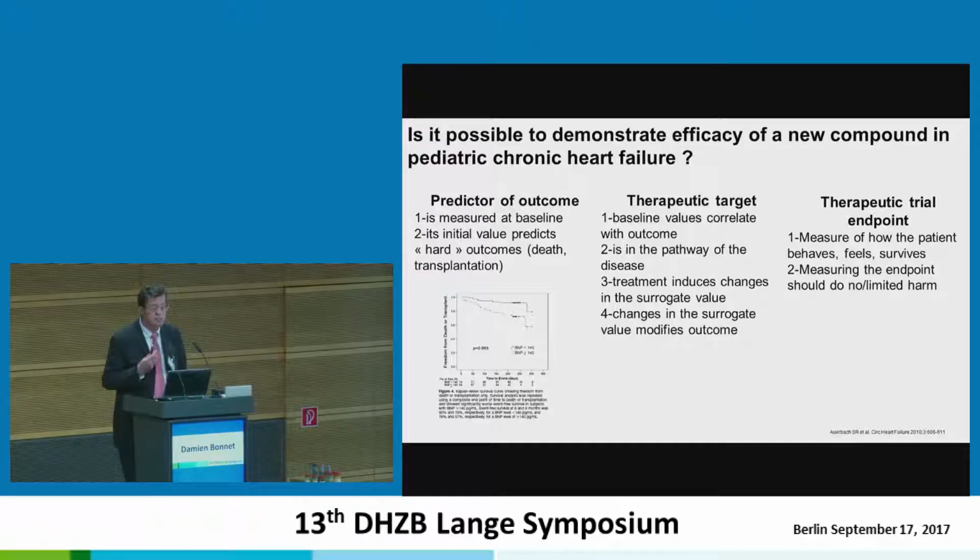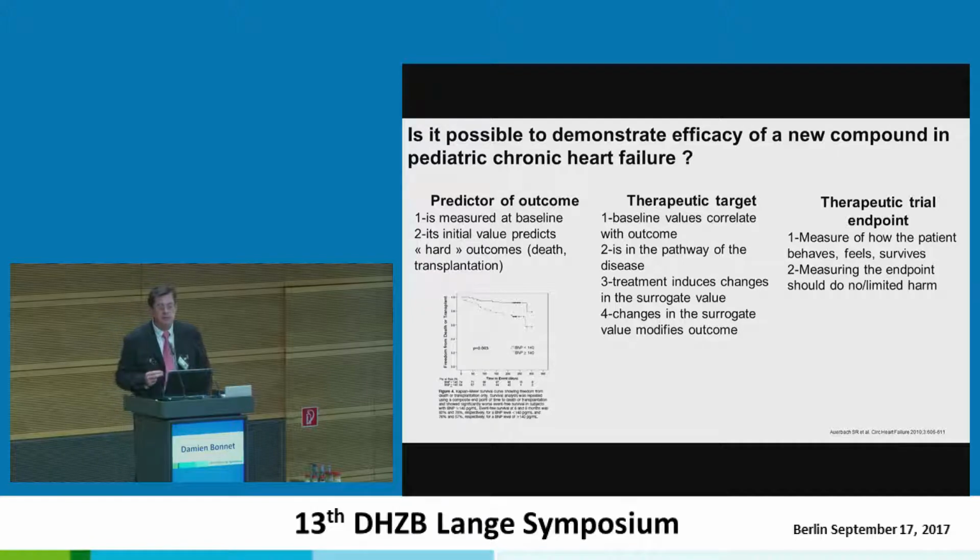And for that, I think it's important to define 3 items. The first one is the predictor of outcome. The predictor of outcome is something that maybe we don't have in some disease, and particularly in disease of the RV. It is a parameter that is measured at baseline, and its initial value predicts hard outcome. For example, right ventricular ejection fraction in tetralogy of Fallot predicts death. That's a predictor of outcome at baseline.